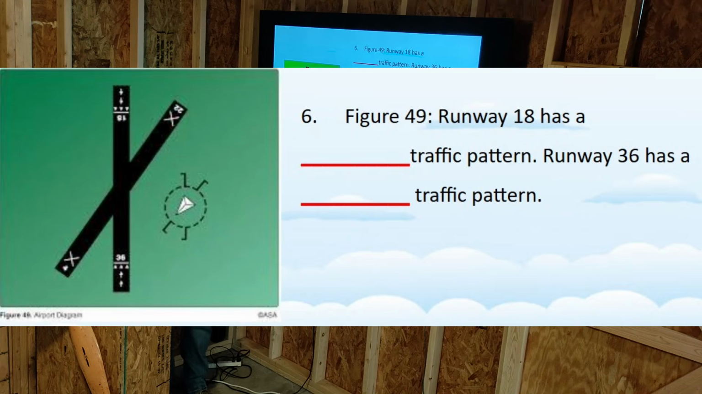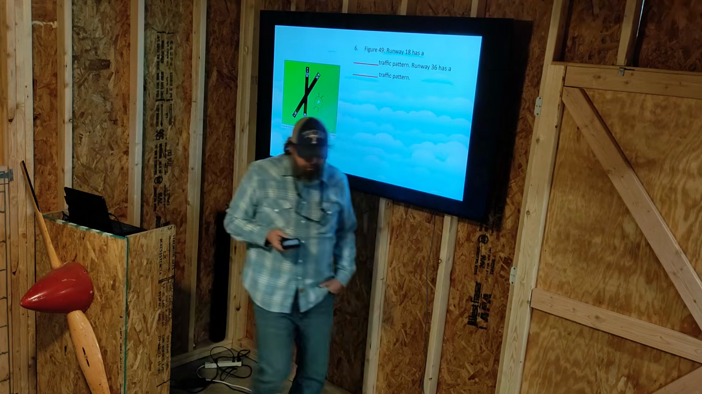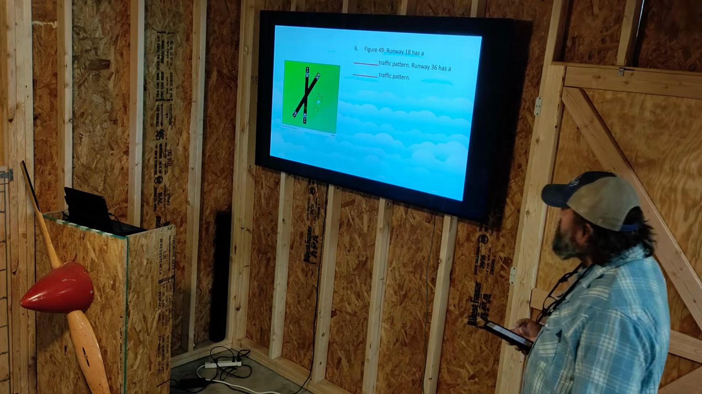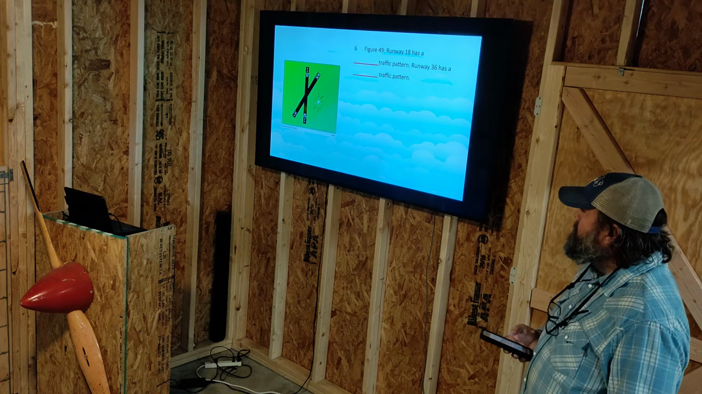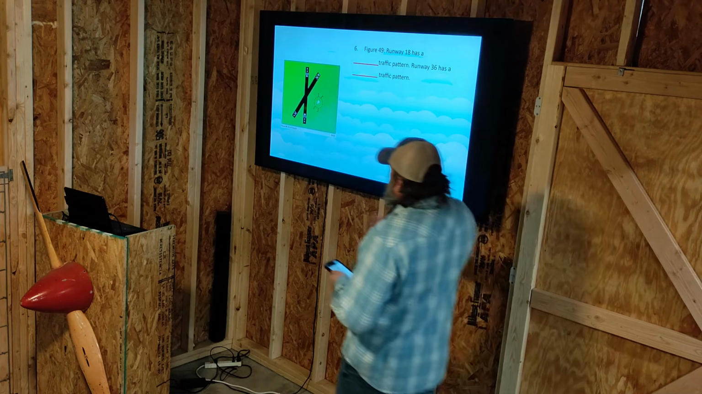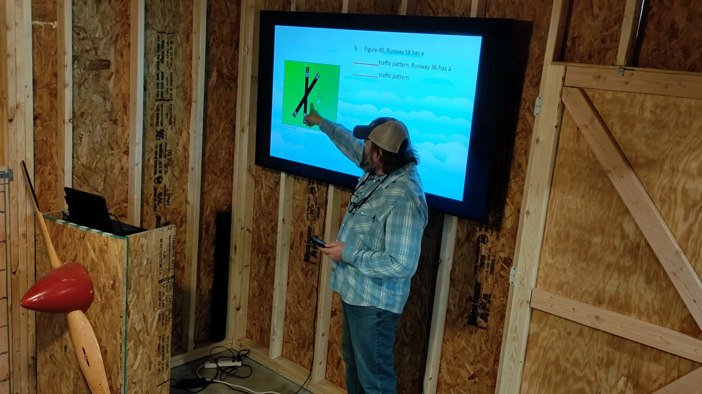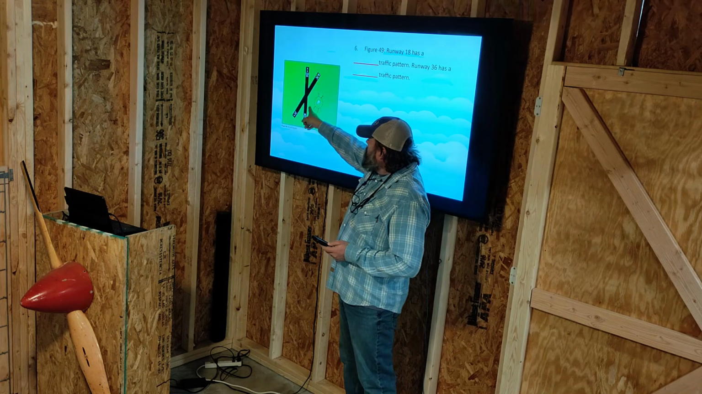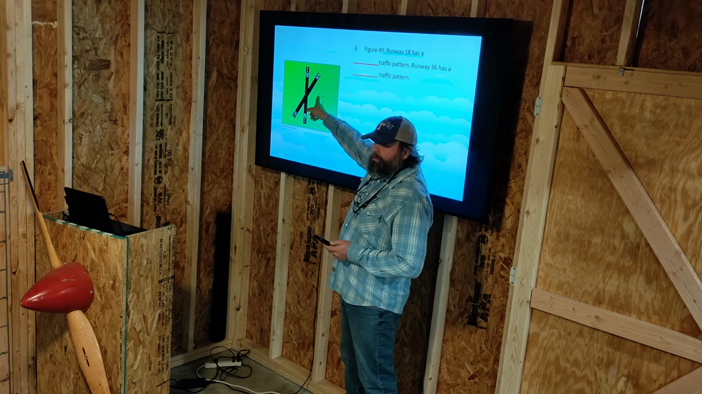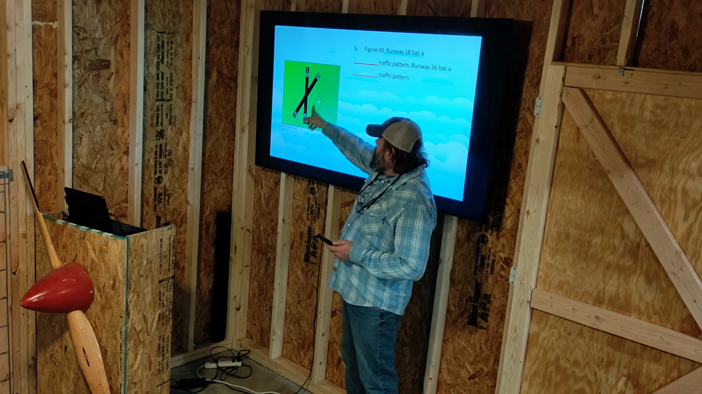All right, same figure. Runway 18 has a blank traffic pattern, and runway 36 has a blank traffic pattern. So runway 18, let's do that one first. What is the direction of traffic for runway 18? Look at your segmented circle. Which one of these represents runway 18? It's a parallel traffic pattern. Left or right pattern?